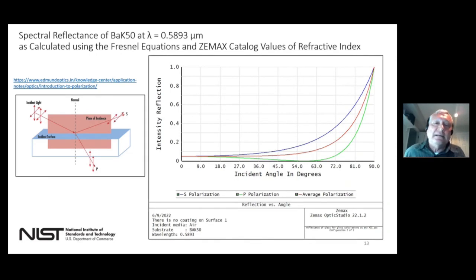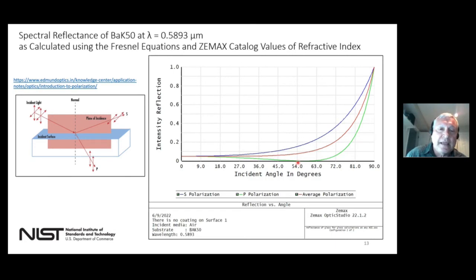Okay, moving back. So here's the predicted reflectance for the BAK50 at 589 nanometers. That's a function of the angle of incidence of the light incident from air, and this is according, again, to Zemax. From this, you can see why the gloss varies and increases as the angle of incidence increases, because the intensity of the reflection increases.